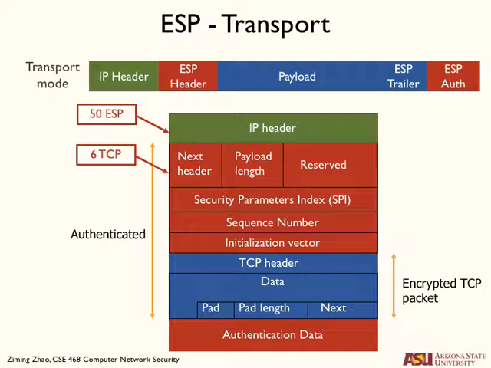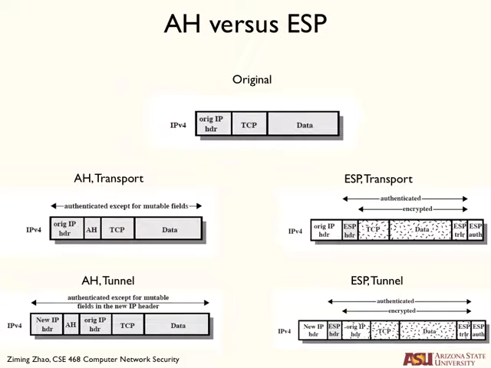Then you can apply another layer of authentication header to protect the integrity and authentication of the IP header part. So the only part that is encrypted is the original TCP segment. If we compare the authentication header protocol and ESP, we can have this figure. This is the original IPv4 packet. We have the original IP header, a TCP header, and your data.